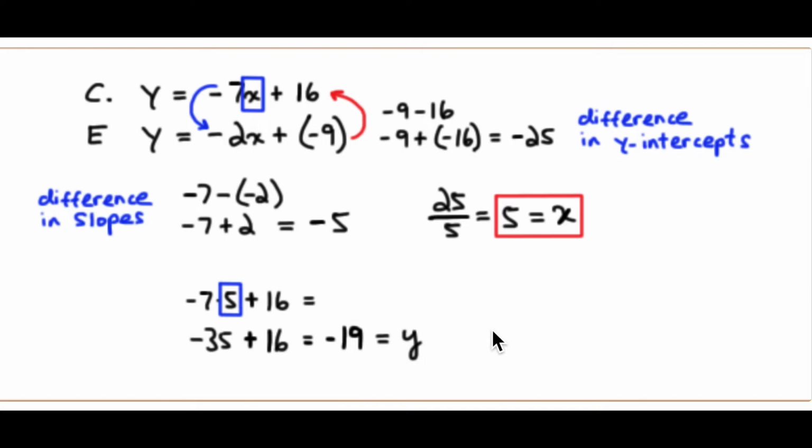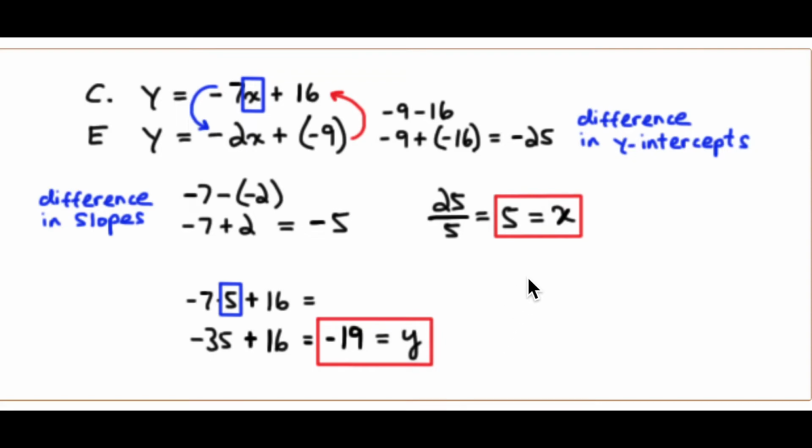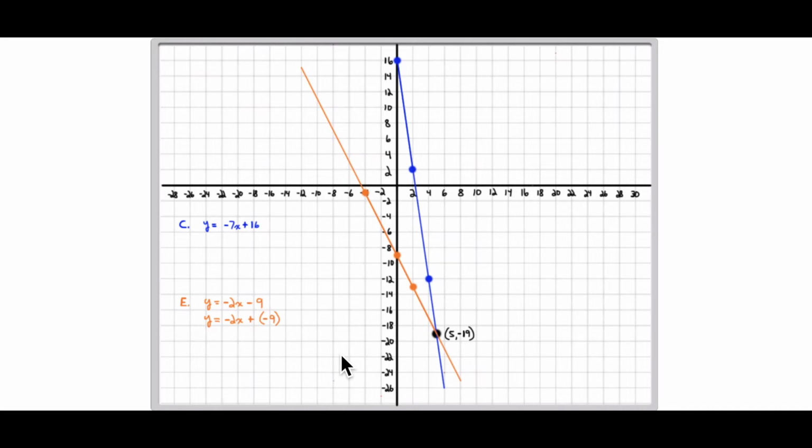It is not that hard to do with practice. It looks hard in the beginning, but then practice it and you'll see that it's not that bad. So y is equal to -19, so the coordinate xy is 5, -19.